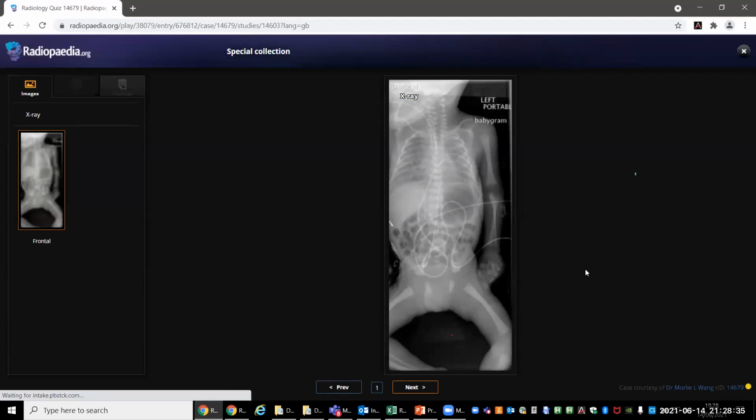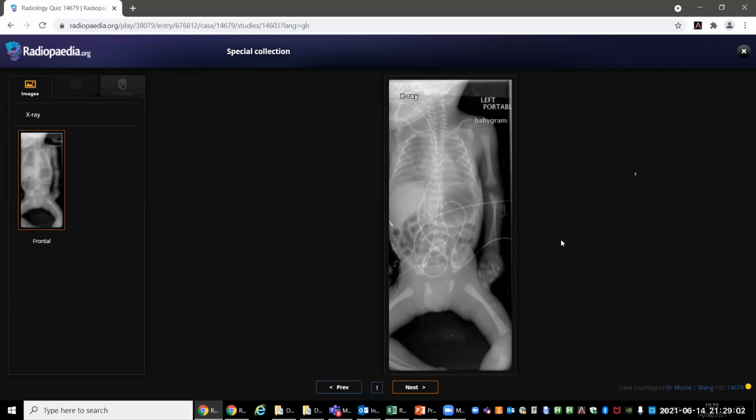Okay. So I'm presented with a frontal radiograph of a neonate. It's a babygram exposing the chest and the abdomen. And first, there are lots of tubings seen, suggesting that this baby is in the NICU. And also, I cannot see the humeral head ossific center, suggesting that this is a preterm baby.